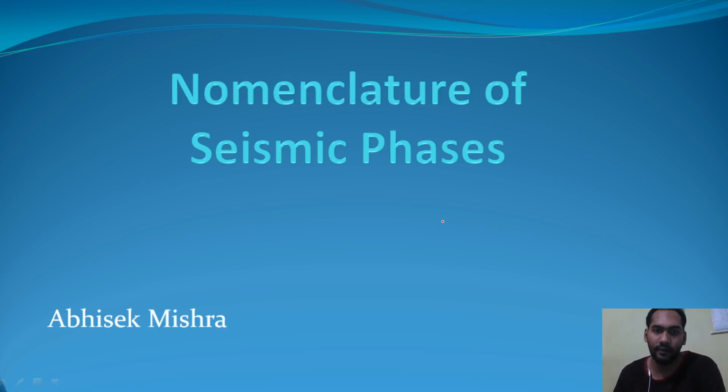So here I am with a video in which I will discuss the nomenclature of seismic phases. There are two kinds of seismic waves: one is your body wave and another one is your surface wave. The body waves can be divided as primary and secondary. Primary is your P wave and secondary is your S wave. These P waves and S waves travel through the interior of Earth, through different layers like mantle, outer core and inner core.